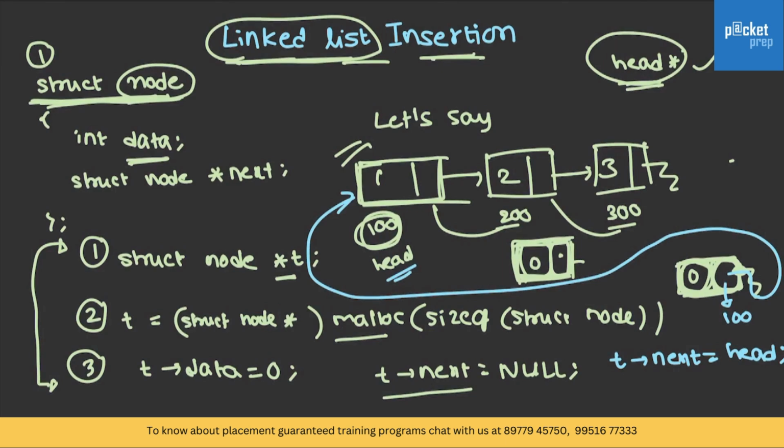We know that head is always the first node. This is T as of now. So head has to be changed to T. After doing these steps, we have added 0 to the list. Now the list is as follows.